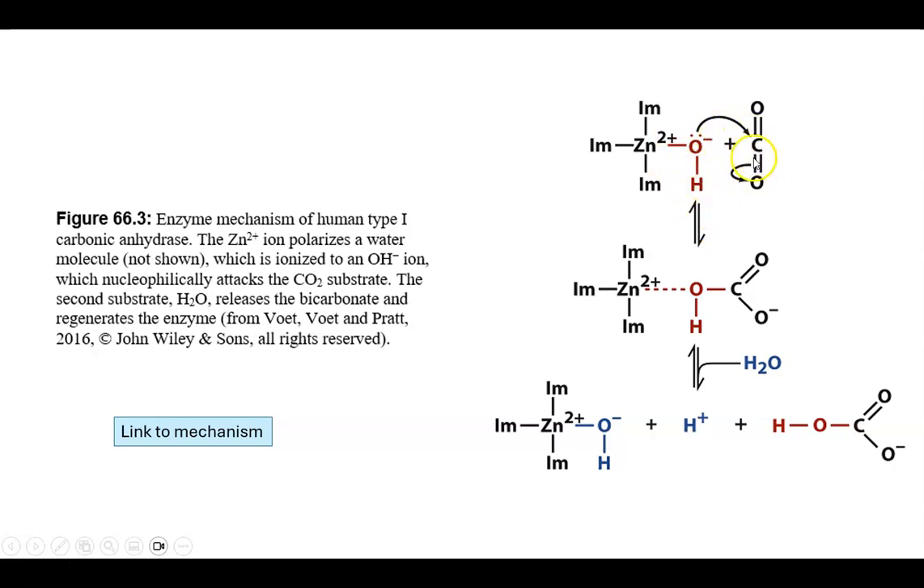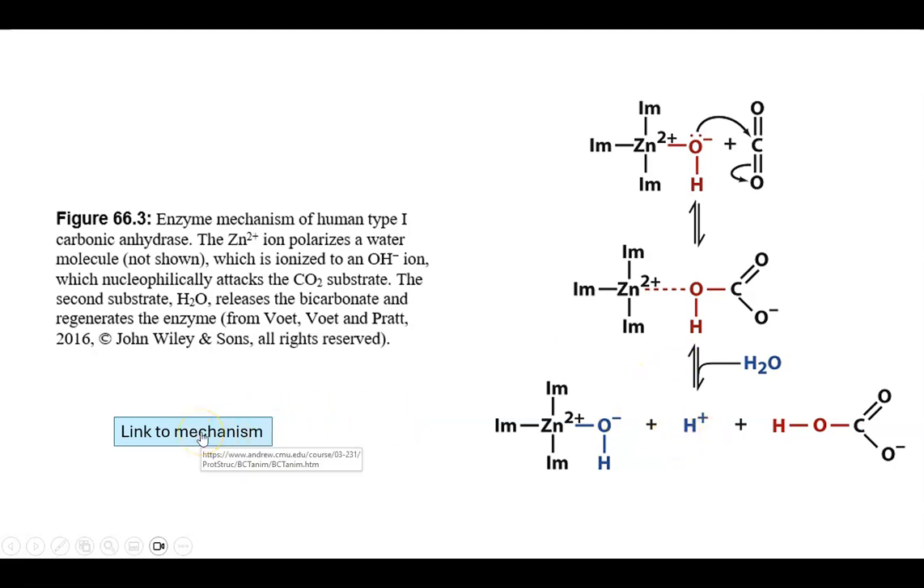And then this nucleophilically attacks the carbon dioxide. We bring in our water as our second substrate. That regenerates the enzyme and also produces the carbonic acid, H2CO3, the product, which we can really think of as a dissociated bicarbonate and proton.